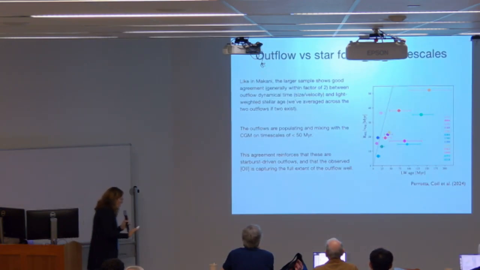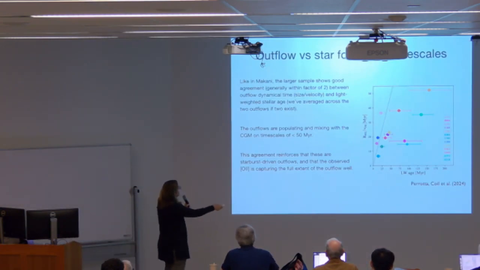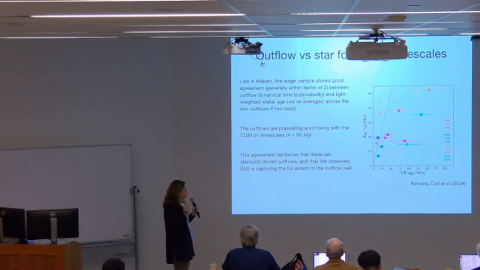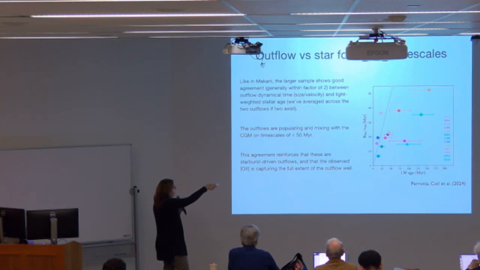Okay, this is trying to quantify that a bit more. So this is comparing the outflow dynamical time to the light-weighted stellar age of the galaxy, so it's giving you information about the time since the burst. Most of the galaxies have 2 outflows, so this is kind of averaging over the 2. So each color here is a different galaxy. This is the 1-to-1 line between these. This is going from 0 to 50 million years.